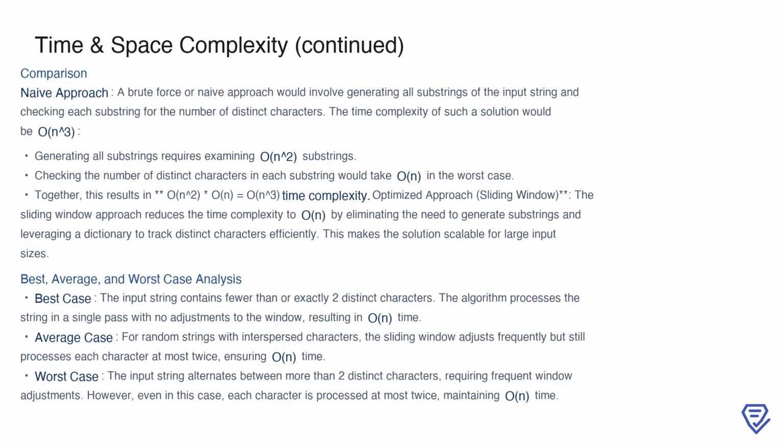When analyzing the best, average, and worst cases, the algorithm consistently processes each character at most twice. In the best case, where the string contains 2 or fewer distinct characters, the algorithm finishes in a single pass, running in O(n) time. For average cases with random strings, the window adjusts occasionally, but the time complexity remains O(n). Even in the worst-case scenario, where the string alternates between more than 2 distinct characters, each character is still processed at most twice, ensuring O(n) time.